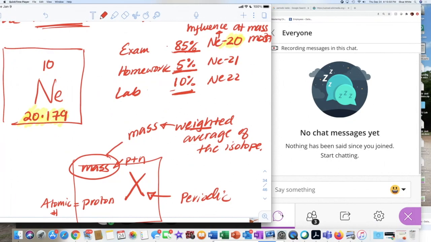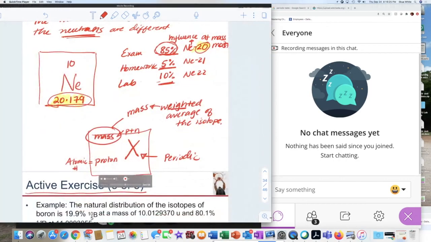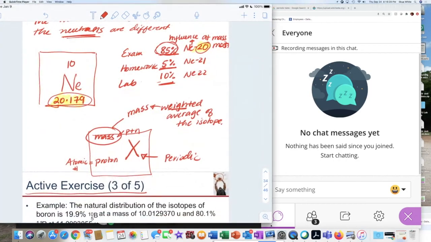Okay, it will be the exam, right? Because the exam has the highest percent. So just like in the percentages, the exam will be the one that influences your assignment the most. Same thing with this number here: because it has the highest percentage, it influences the periodic table mass. That's true of all the elements in the periodic table. So anyway, since we've seen all that, let me now continue where we left off.